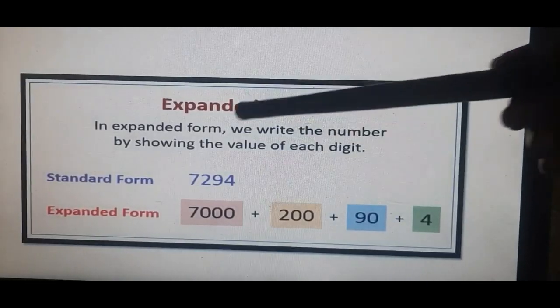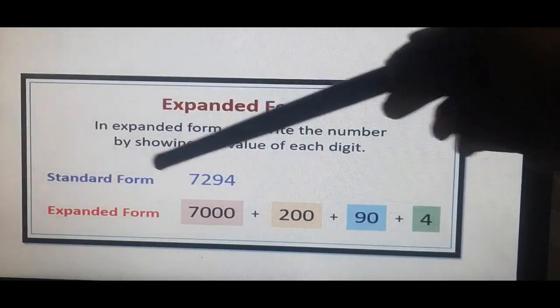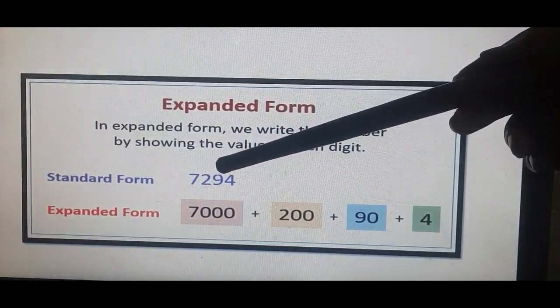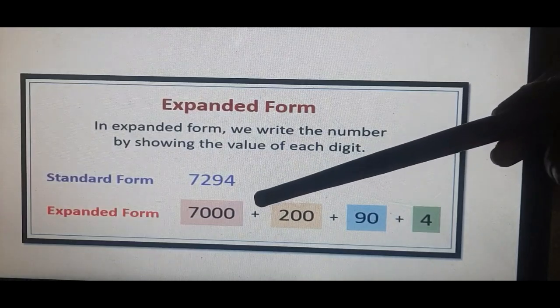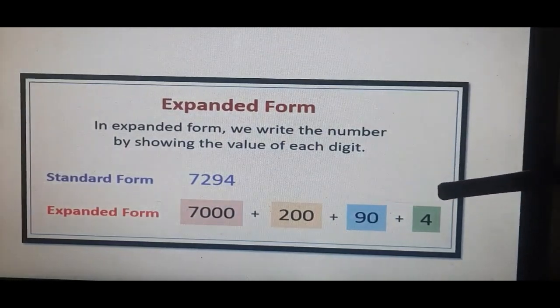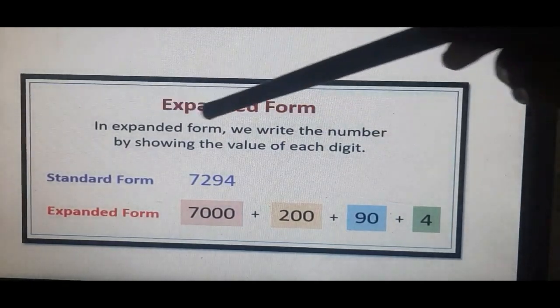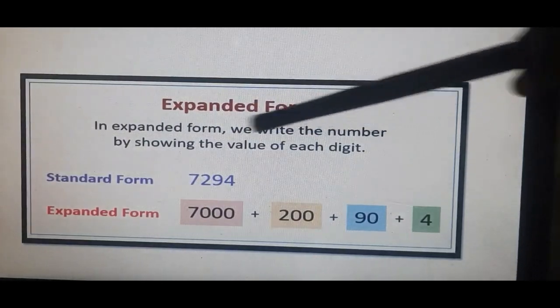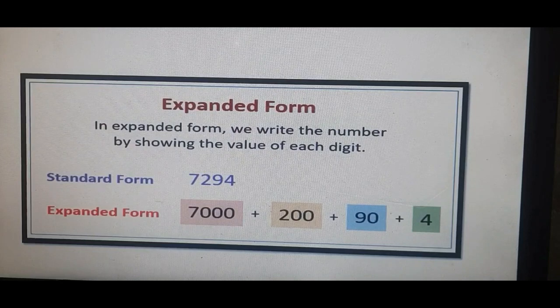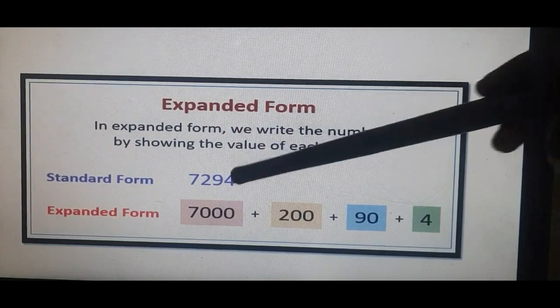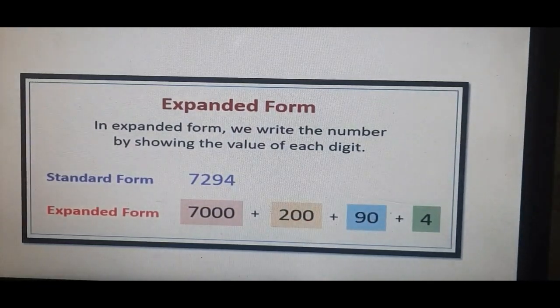Now look here, one more example. Standard form is given, 7294, and expanded form is 7000 plus 200 plus 90 plus 4. In expanded form, we write the number by showing the value of each digit. This is the short form and this is expanded form.